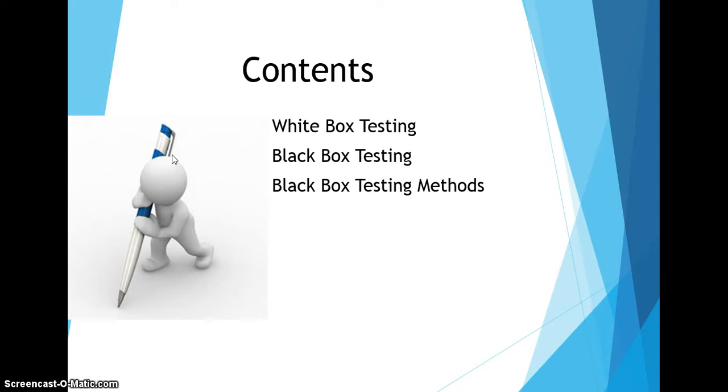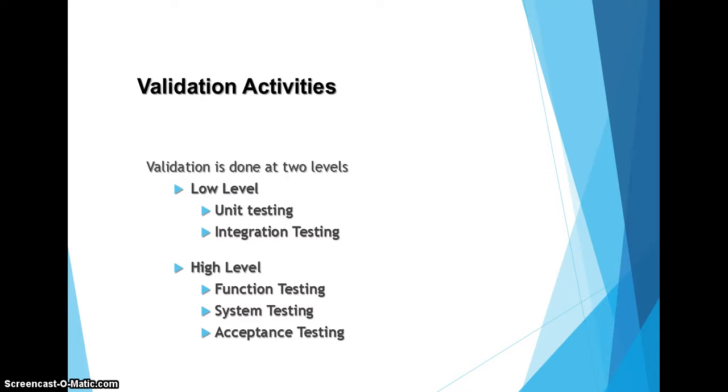Now here we will be covering Whitebox testing, Blackbox testing and Blackbox testing methods. So we had defined verification and validation in our previous session. For verification, we went through peer review, walkthrough and inspection. Now validation, you do it at 2 levels. One is at the low level and the second is at the high level. The low level is unit related, that means source code at the code level, and the second part of the low level validation is integration. So you are doing it at a module level.